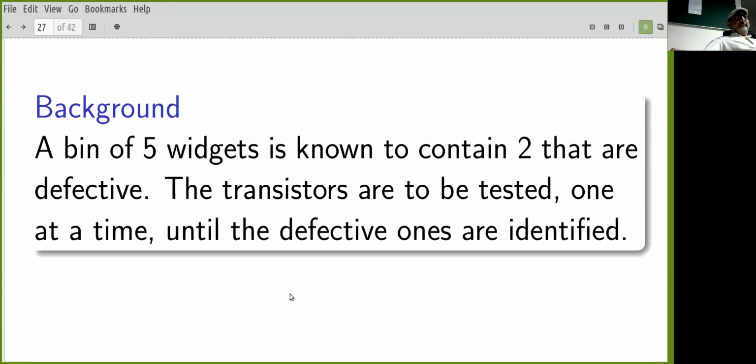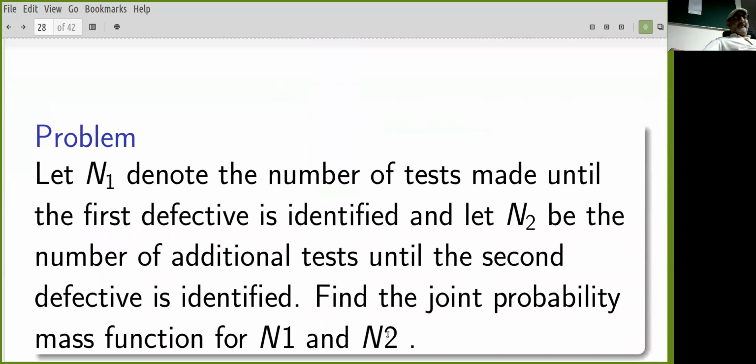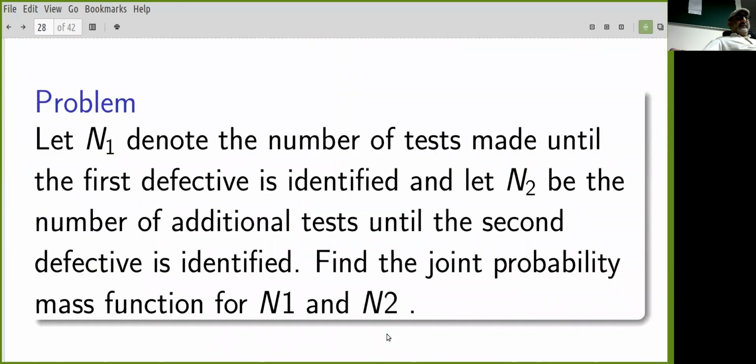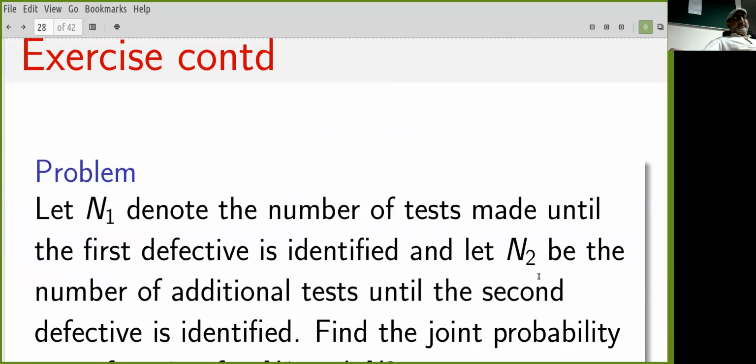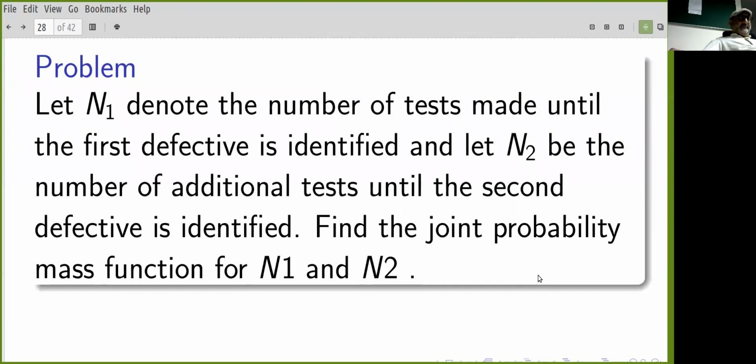Let's try this one. A bin of 5 widgets is known to contain 2 that are defective. The widgets are to be tested one at a time until the defective ones are identified. So let's say N1 is the number of tests until the first defective is identified. N2 is the number of tests until the second is identified. Find the joint probability for N1 and N2. Okay, so that's given to you as an exercise.